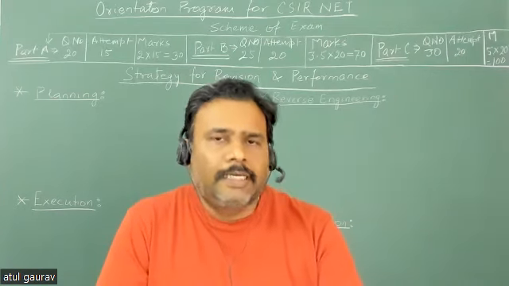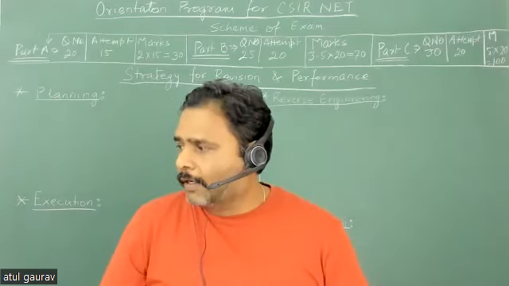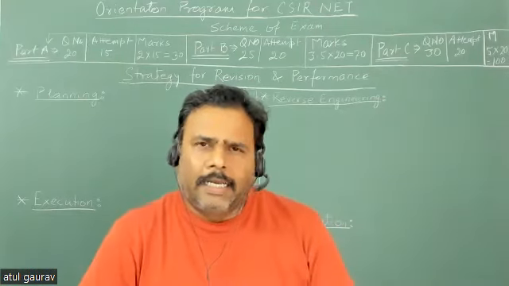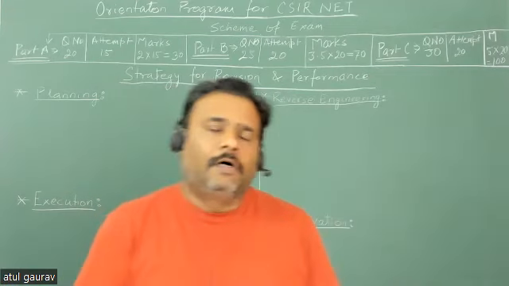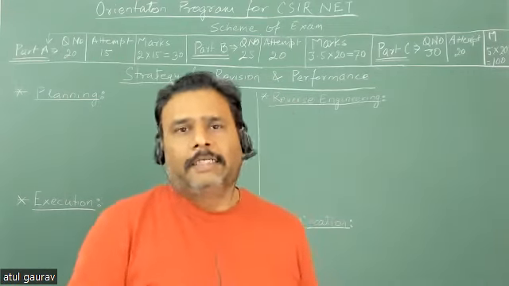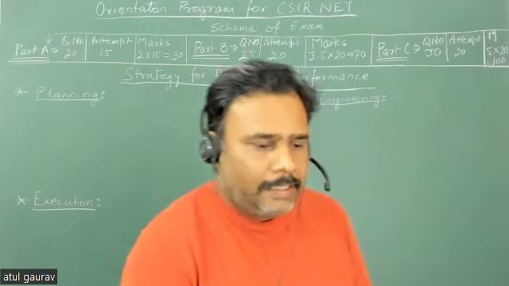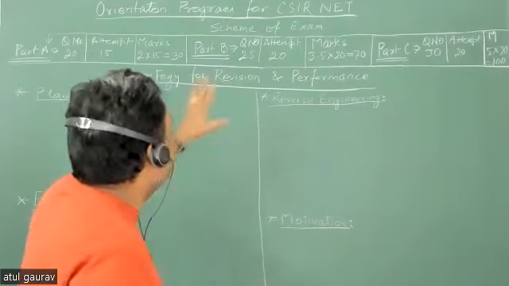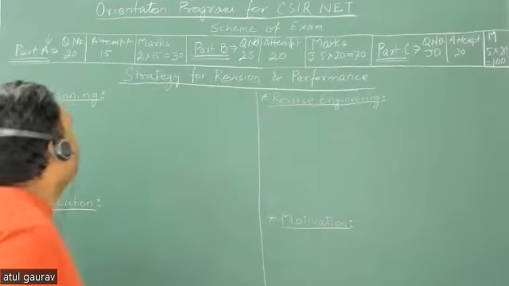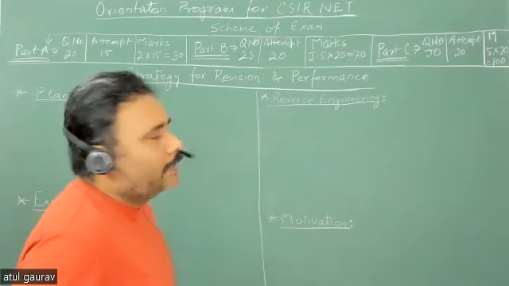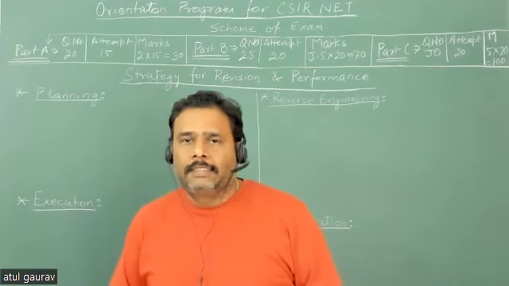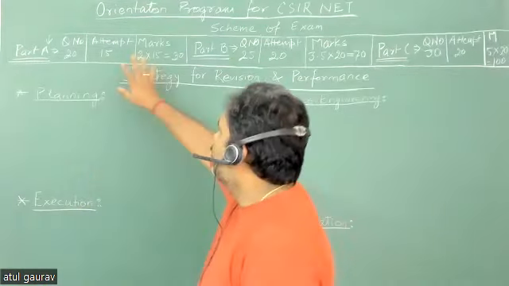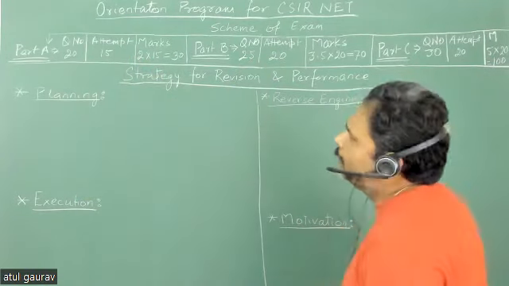But before that, let's go for one thing: what is the scheme of your exam, whether your exam is very tough or very easy, and which type of strategy you have to follow. So here I prepared all this work, starting with the scheme of the exam. You can see this is the scheme of the exam. In the CSIR NET physics exam, there are 75 questions, divided into three parts: part A, part B, and part C.